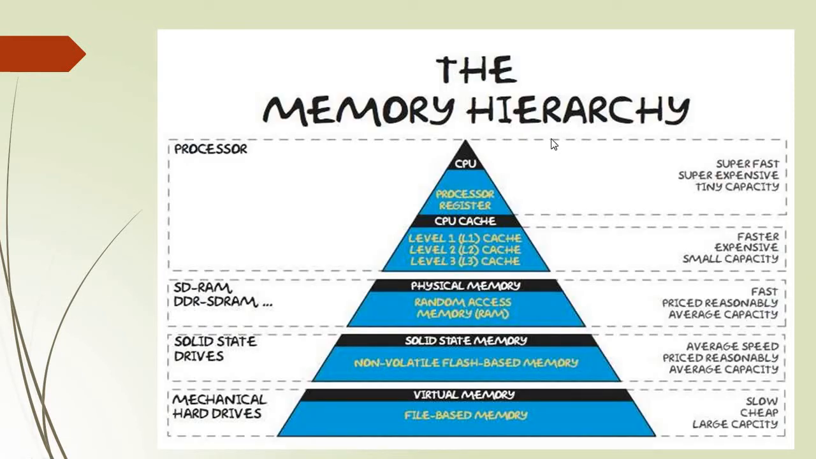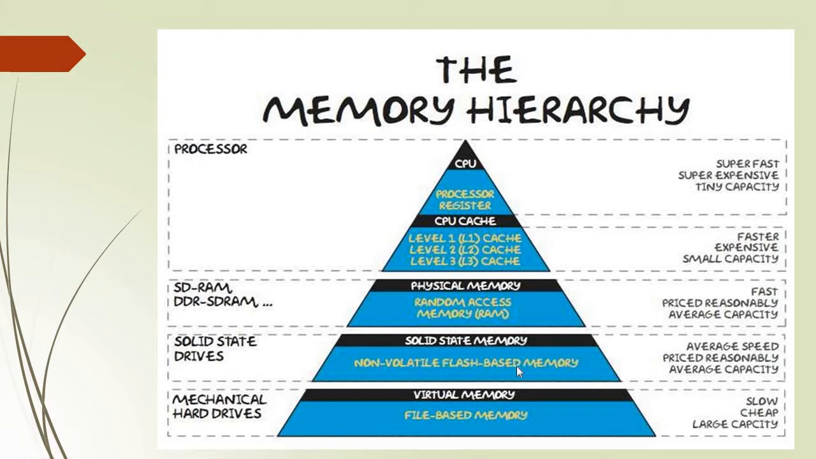Now you can see the processor. The processor includes the CPU and cache memory. The CPU consists of various processor registers, which are the fastest memory. Then the processor includes cache memory, which is fast, expensive, and small in capacity, and cache is stored in several different levels. Next is the SDRAM, that is DDR SDRAM, which is the physical memory used in the random access memory, that is the RAM.